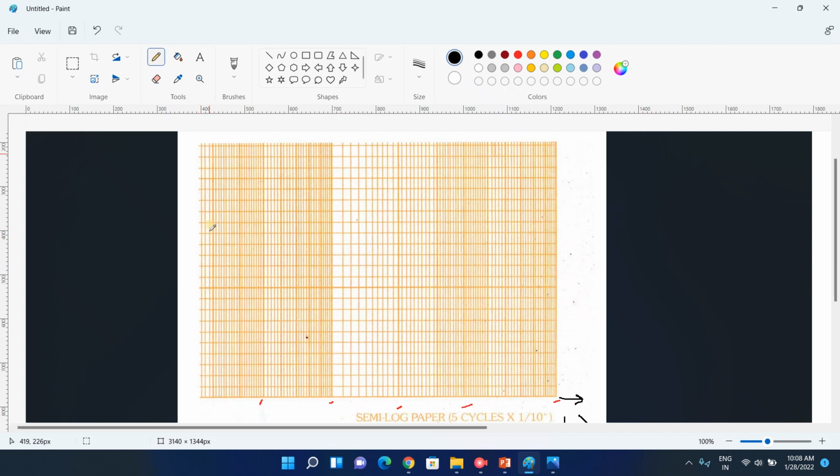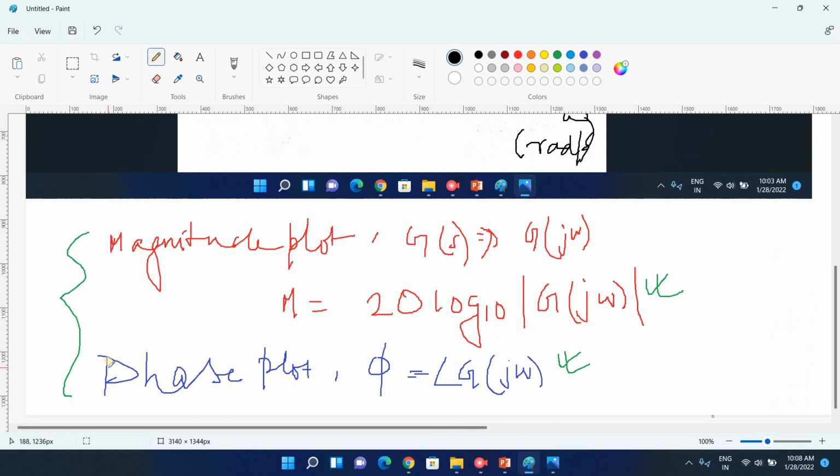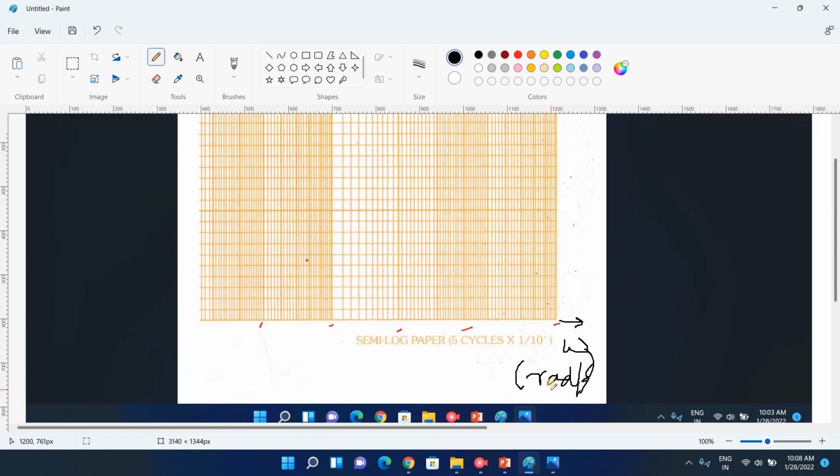Now, in the y-axis, based on the two plots, magnitude plot and phase plot, whatever unit you get, obviously you will get some unit. The unit will be in decibel because you are finding log base 10. So your unit will be decibel, and the unit for angle will be degree.